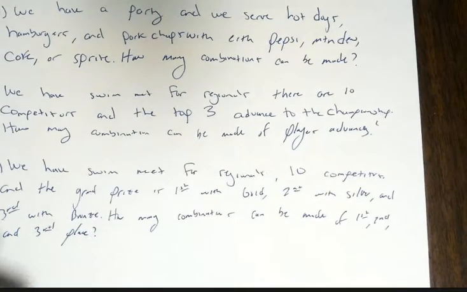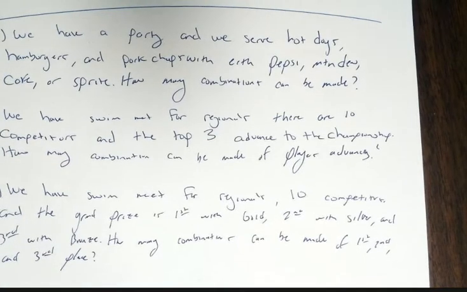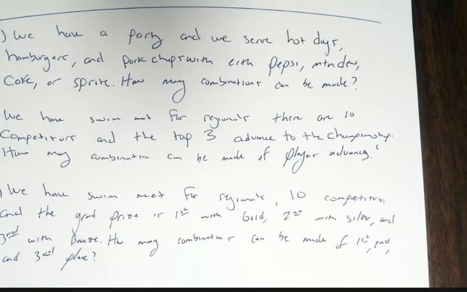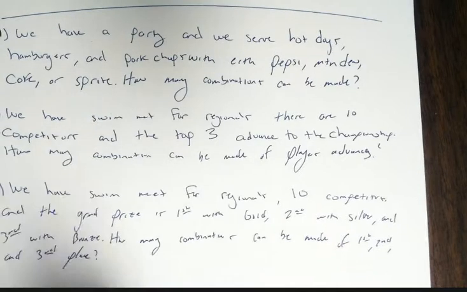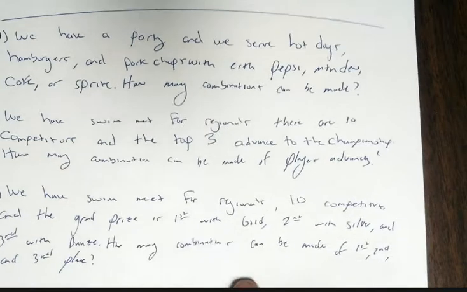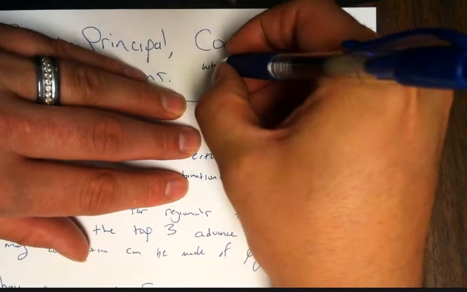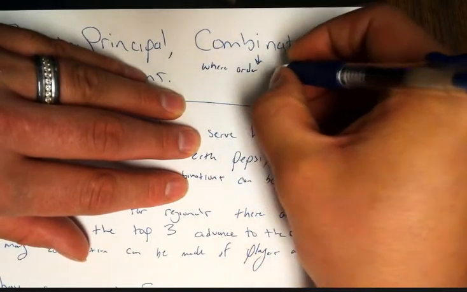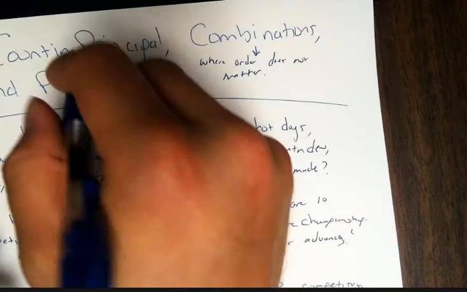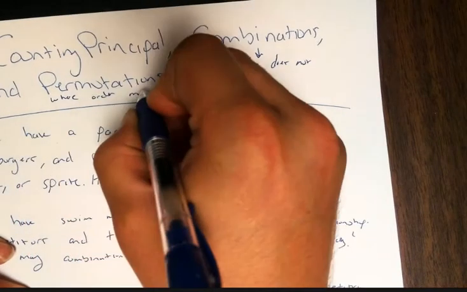So the key here is, how do we know when to use each one of these? Because we have to understand what counting principle is, what combinations are, and what permutations are. Basically, counting principle is just where I'm putting things together and trying to count how many combinations are made. A combination is where order does not matter, while permutations are where order matters.